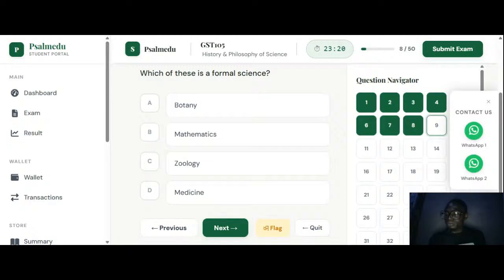What is the most common example of formal science? We've done this in one of the last classes, so I will not go to the material again. What is the correct answer to this question? Which of these is a formal science? Botany, mathematics, zoology, medicine. Mathematics. Class captain is the first person to answer.